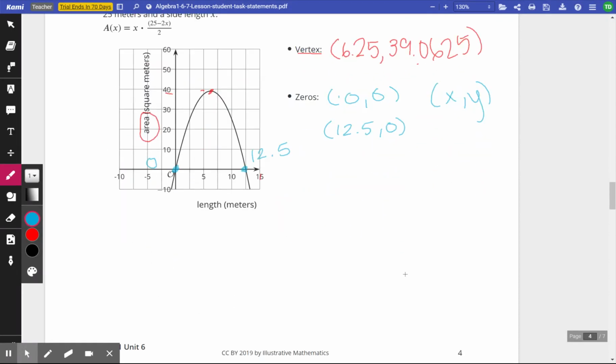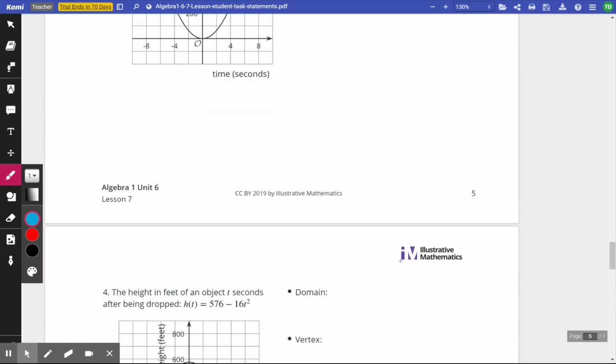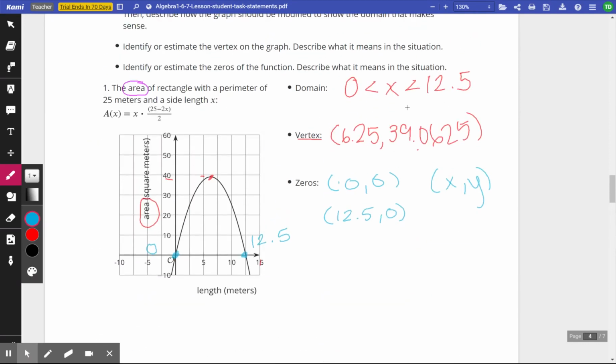All right, so now that I went over that one, I want you to do number 2, 3, 4, similarly to how I did here, describing the domain, the vertex, and the zeros. But not just talking out your reasoning of describing what it means in the situation, I do want you to also write a sentence for each one, okay? And that is 7.3.